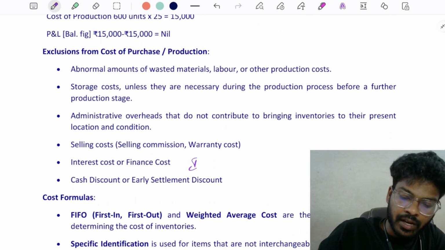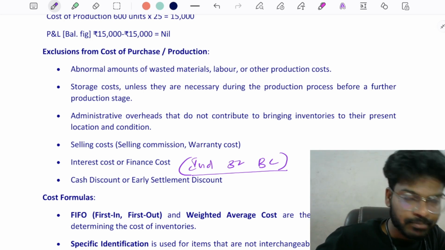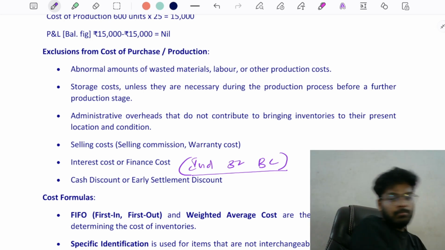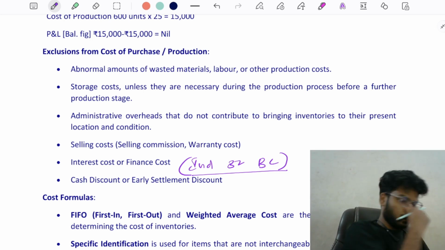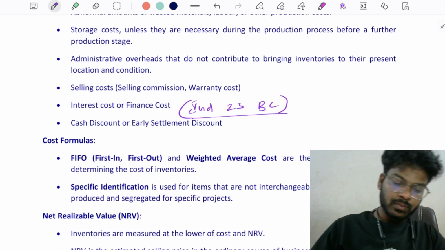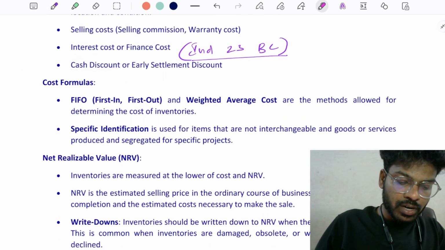Borrowing cost, let me check the standard. I had said it the other way around. Unless the standard allows it. Cash discount should not be included.